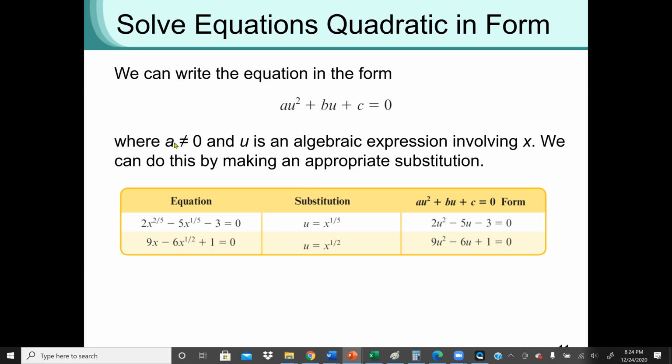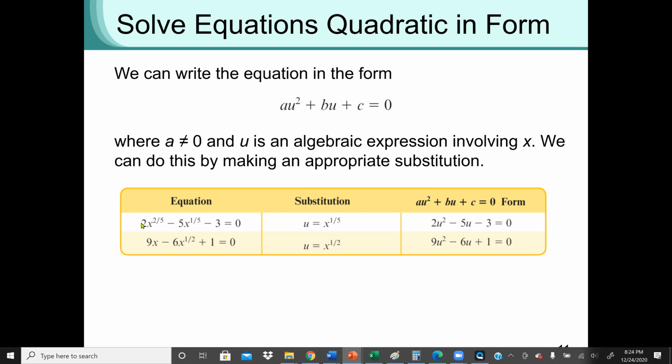Now where a is not equal to 0, so a can never be 0, and u is an algebraic expression involving x. So we can do this by making an appropriate substitution. For example, I have here 2x to the power 2/5 minus 5x to the power 1/5 minus 3 equal to 0. Now, instead of doing what we did previously, I can represent x to the power 1/5 by u.